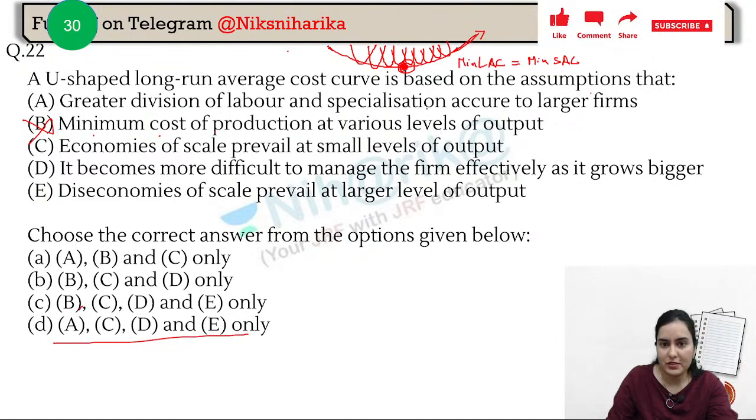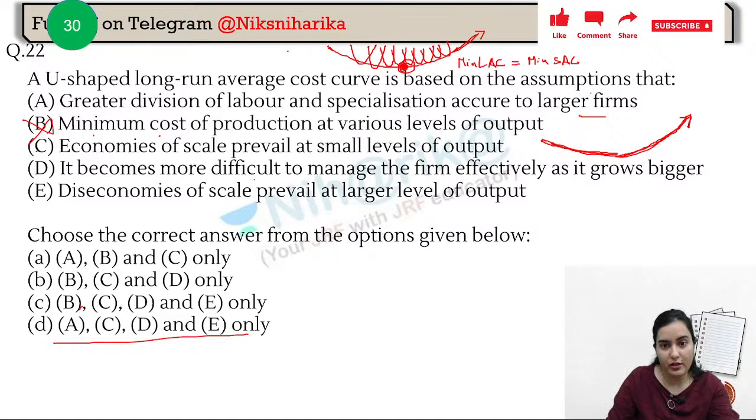Greater division of labor and specialization occur in the larger firms, right? Economies and diseconomies: we see economies of scale prevail at the small level of output, right? At the small level of output, how come? Whenever we are at a small level of output, we can see that the cost is reducing, and when we start increasing our production, the cost also increases. So this is also right.